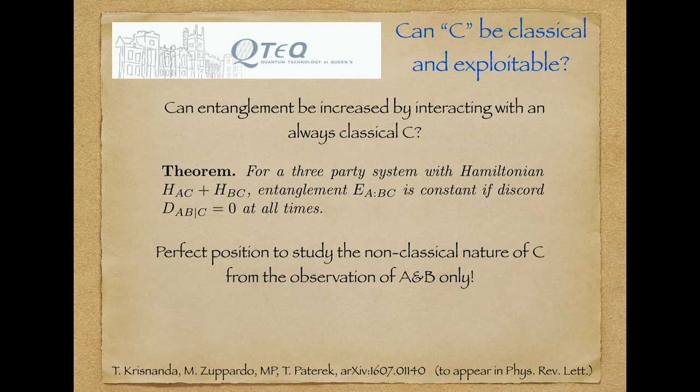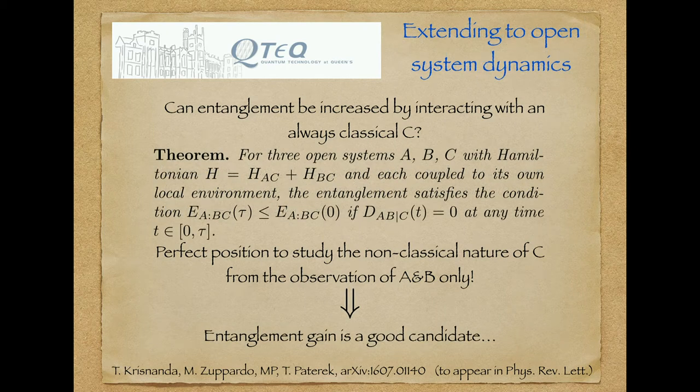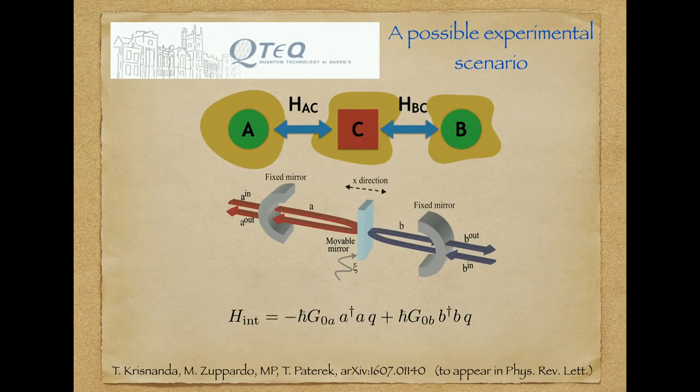And this puts us in a perfect position to assess the non-classicality of C by using, say, the gain in entanglement between A and B. Is there a question down there? No, okay. How about the open system picture? Well, we can generalize the protocol and the result to the case of open system dynamics. So if I have A, B, and C, each coupled to its own local environment, then the gain in entanglement is zero if this discord is zero at all times. Okay? So this is the formal result that we then use to analyze some examples of experimental interest.